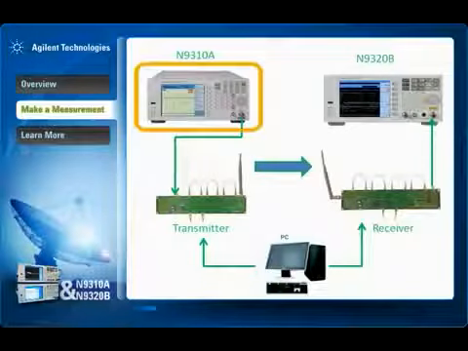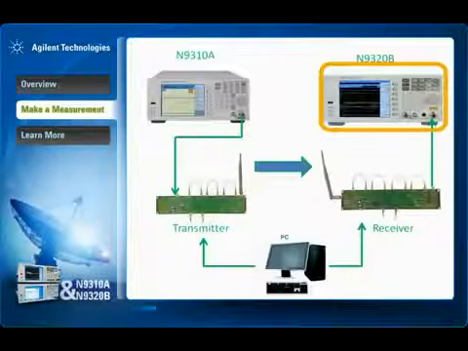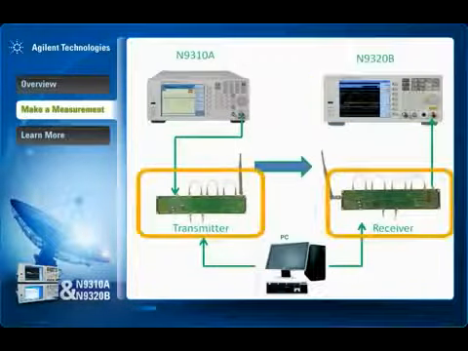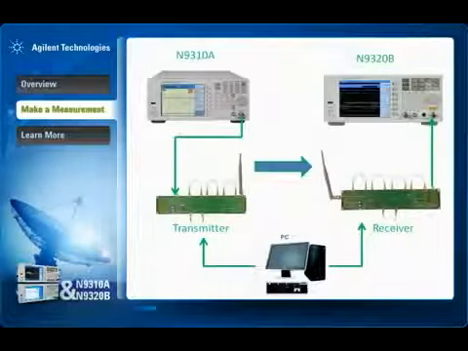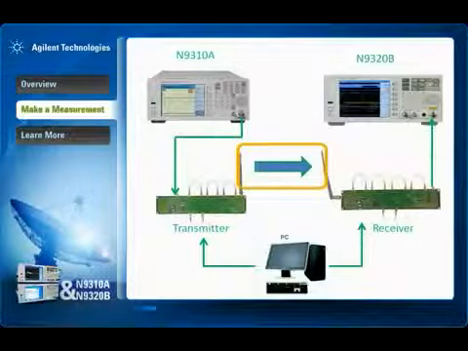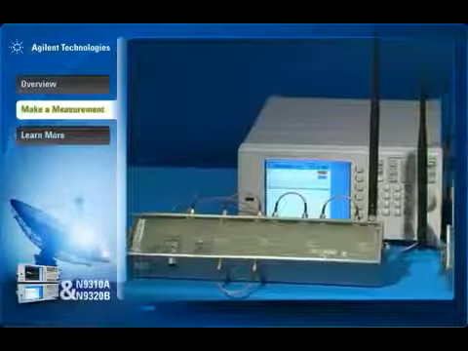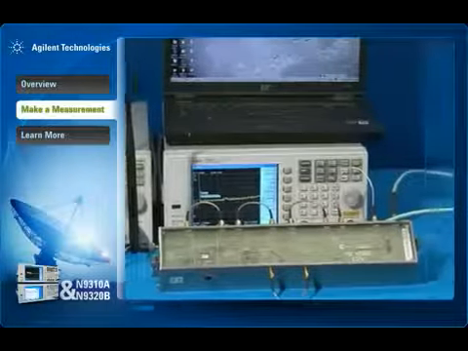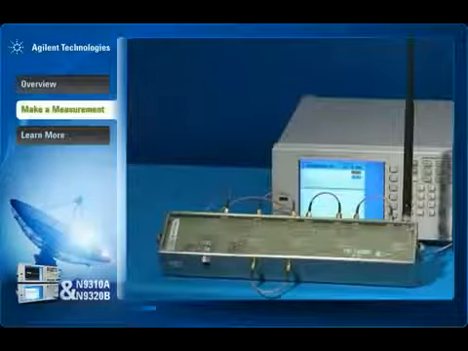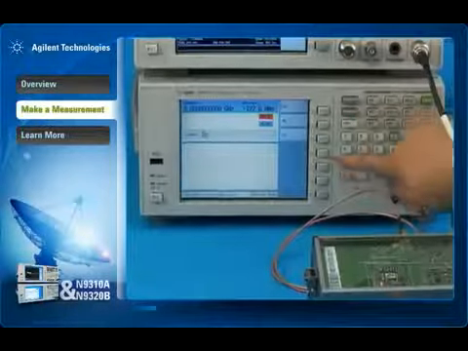This solution uses an N9310A RF signal generator, N9320B RF spectrum analyzer, a transmitter and receiver unit, and the RF training software. The RF signal generator generates an input signal to the transmitter unit, and the spectrum analyzer measures the output signal of receiver units. Using just the transmitter unit, we input a 50 MHz signal.